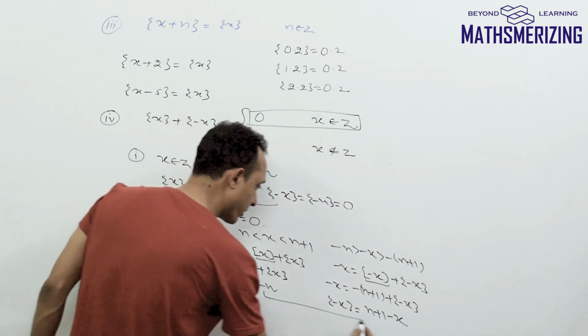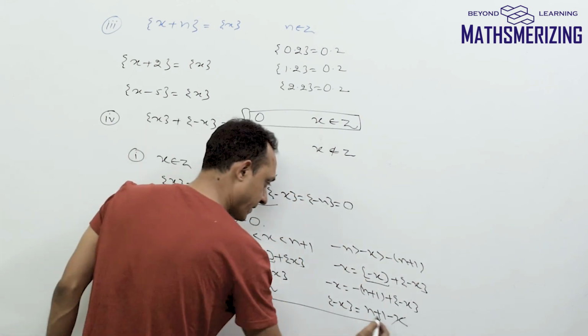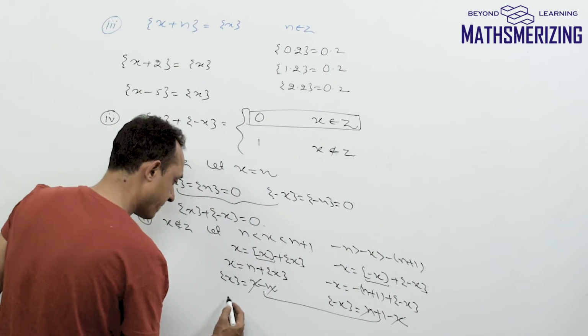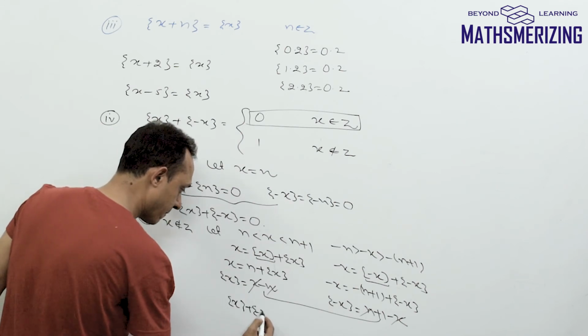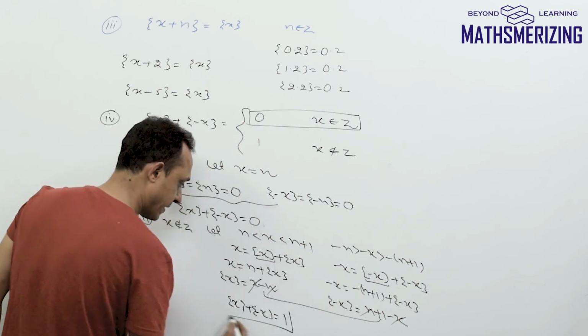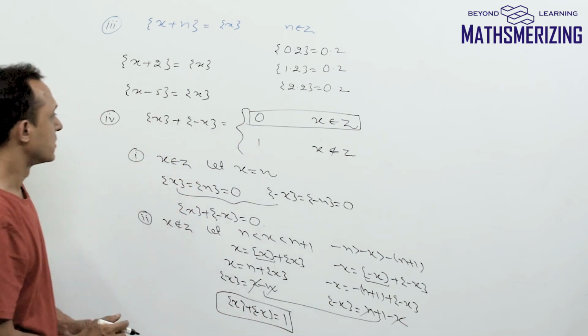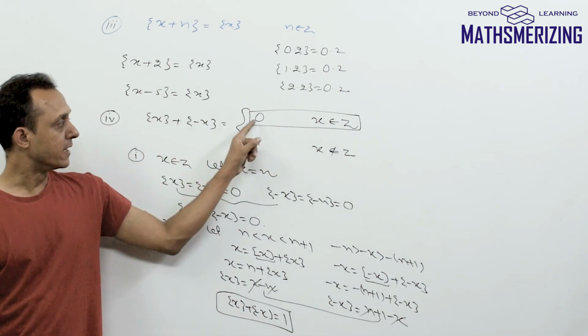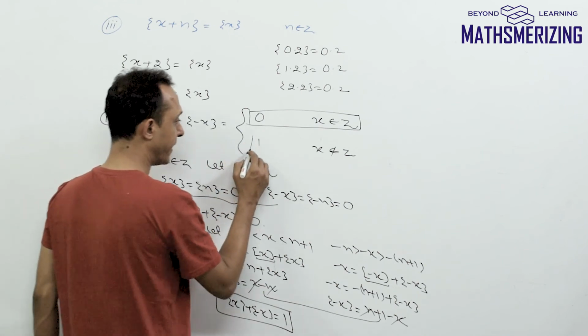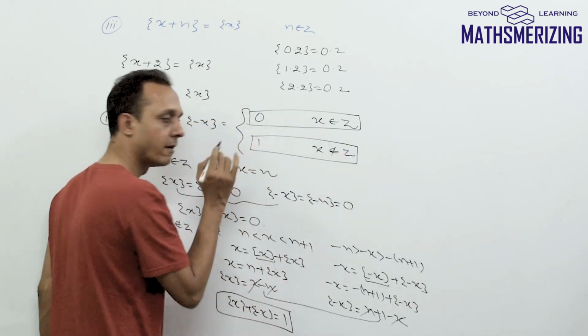If I add them both up, x will cancel, n will cancel, and I'll simply get fractional part of x plus fractional part of minus x, and this value is equal to 1. So if x is an integer, the value is 0. If x is not an integer, the value is simply 1.